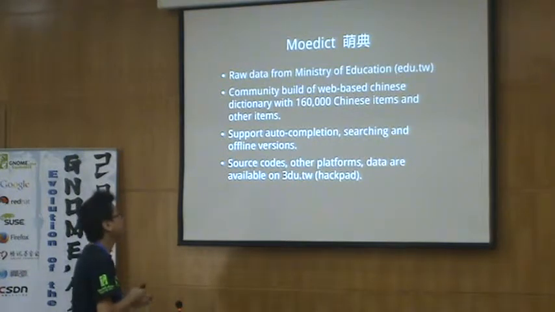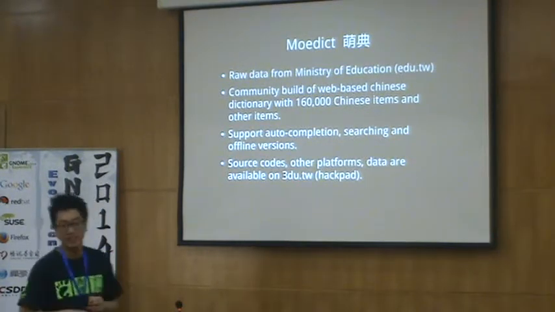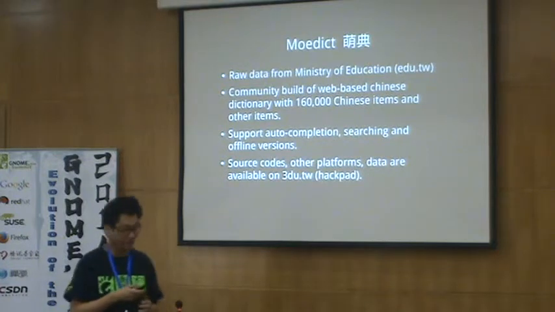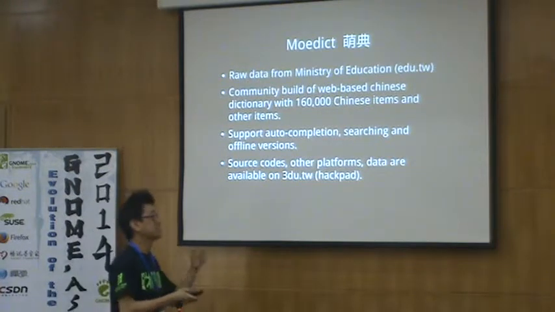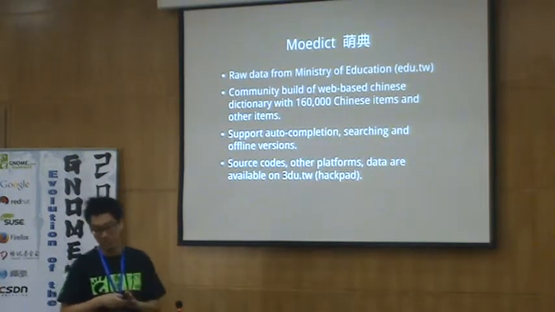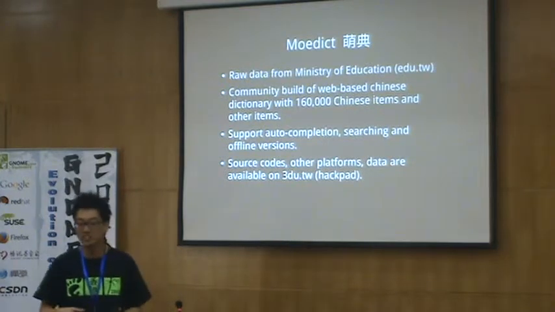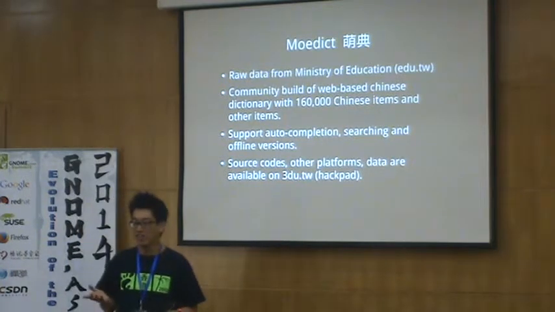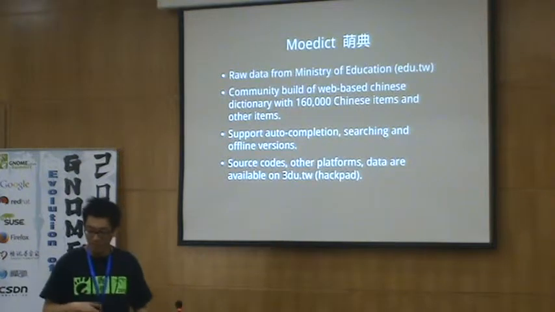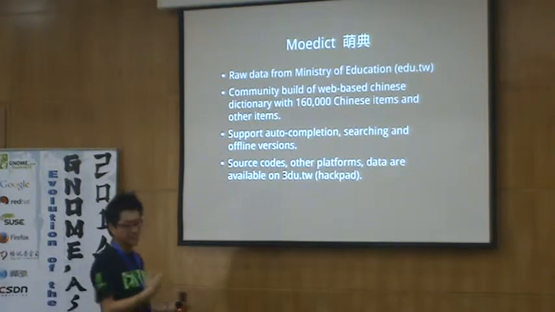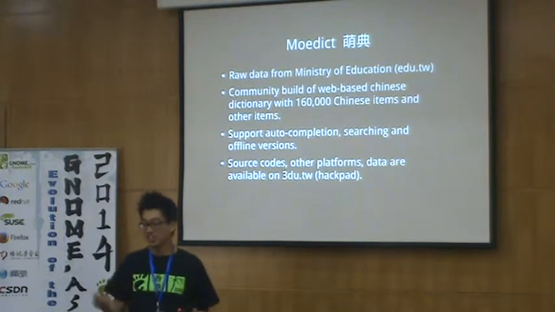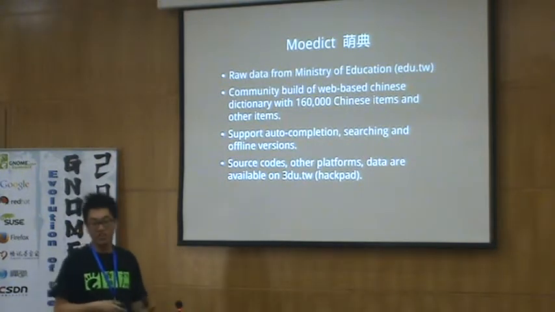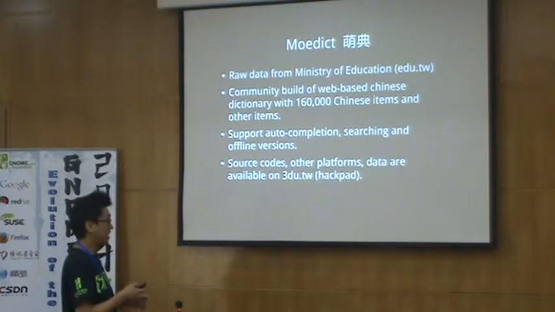So the community built a web-based Chinese dictionary with 160,000 Chinese items and also other local items as well. It supports auto-completion, searching, and offline versions as well. And also, because GCOV.TW is always open source, their source code and data are available on their GitHub as well.